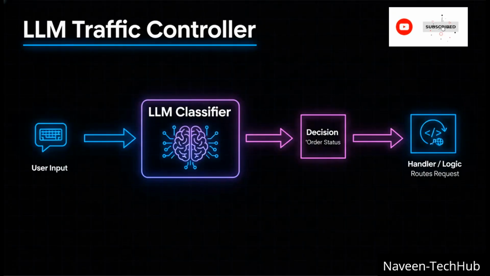And this diagram just shows you how clean and simple that process is. You see, the user's input goes to the LLM, which has our classifier prompt. The LLM's only job is to spit out one single label, say order status. And then our regular application code sees that label and knows exactly which piece of logic or handler to run. It's basically a traffic controller for AI requests.